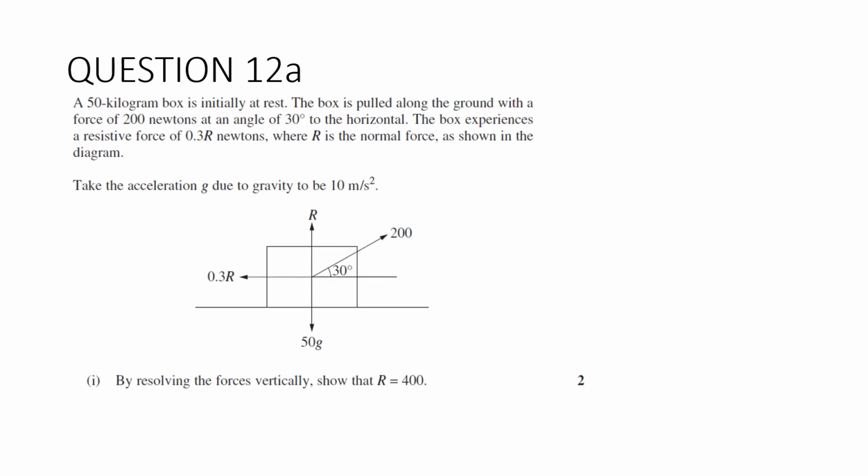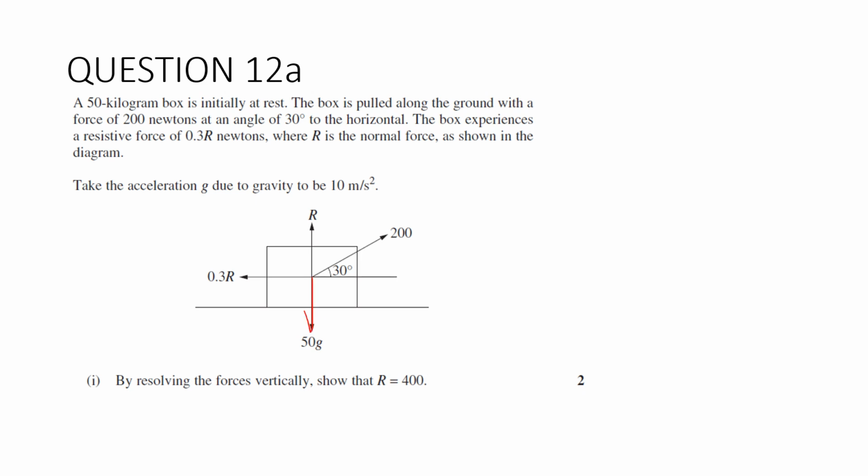12a, a 50 kilogram box is initially at rest. The box is pulled along the ground with a force of 200 newtons at an angle of 30 degrees to the horizontal. The box experiences a resistive force of 0.3R newtons. R is the normal force. Acceleration is 10 meters per second squared. By resolving the forces vertically, show R equals 400.